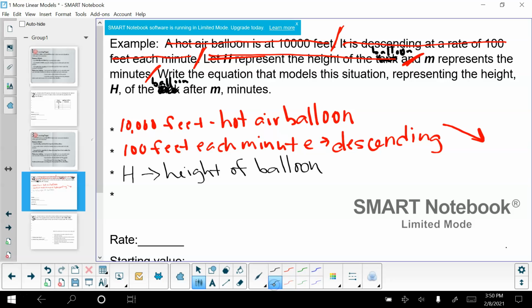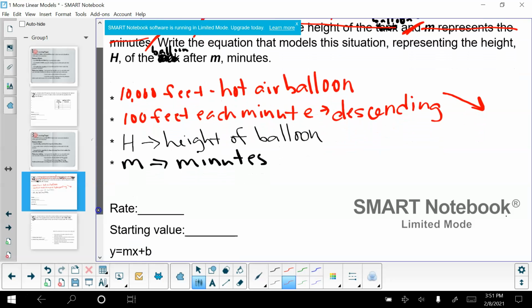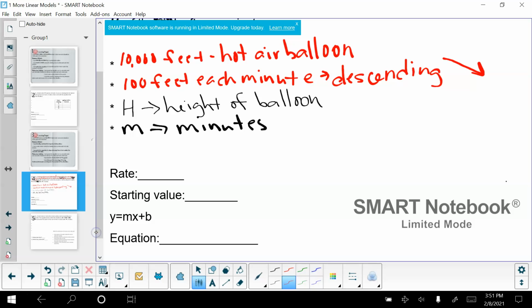Now, the next part says, and M represents the minutes. Okay, so I'm going to go ahead and write that letter and what it's for. And then the last sentence says, write the equation that models this situation representing the height H of the balloon after M minutes. So what they really want is for us not to use x's and y's, but h's and m's, which is fine. We're going to go ahead and start looking at how we're going to pick it out.